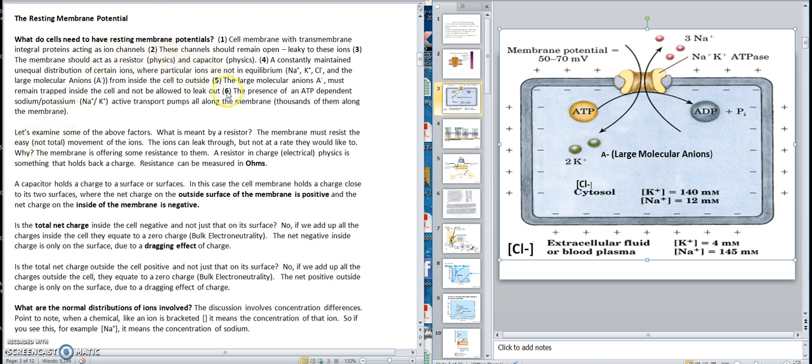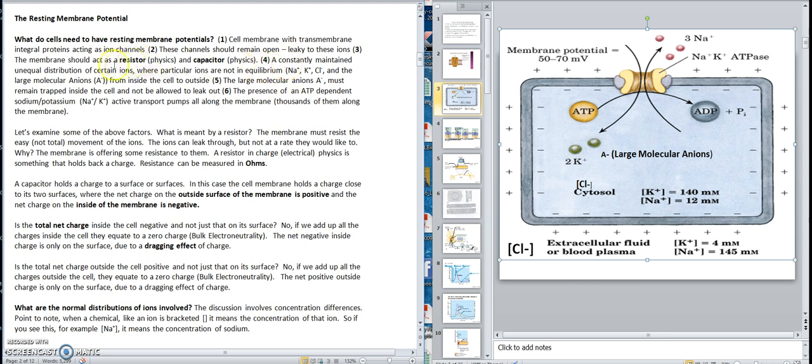I've identified 6 things. The cell membrane, a cell membrane with transmembrane integral proteins. Okay, we already talked about that. These channels should remain open, leaky. We talked about that. The membrane, we haven't talked about, should act as a resistor and capacitor. Let me just say what we're looking at. Resistor, and these are kind of physics terms, you could say, and capacitor.